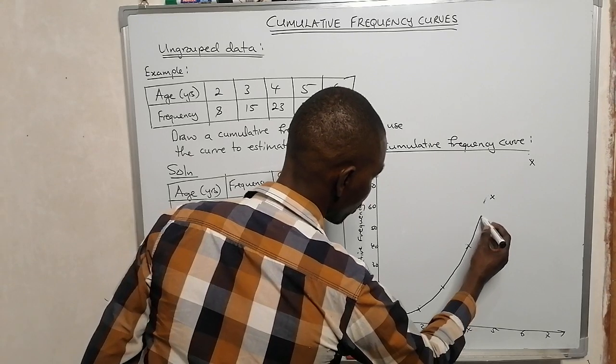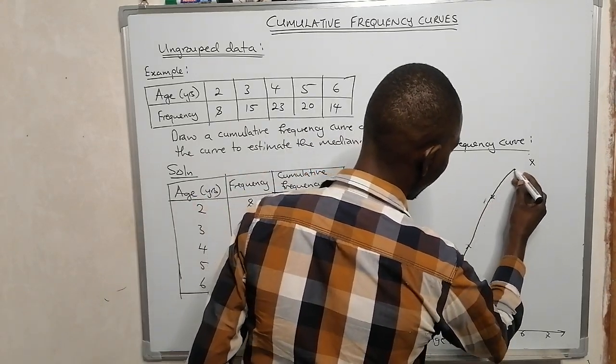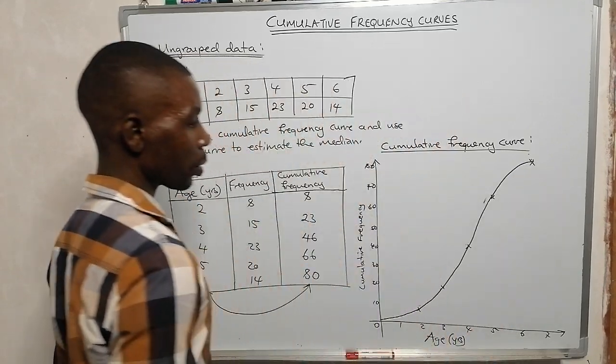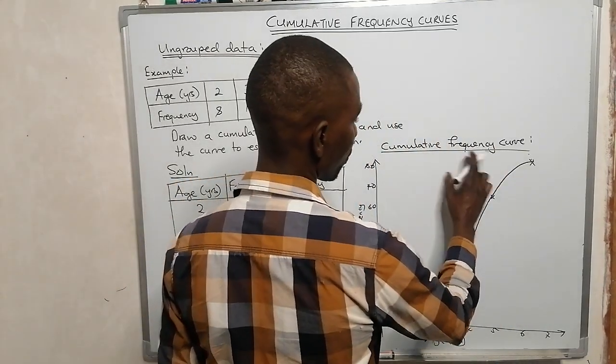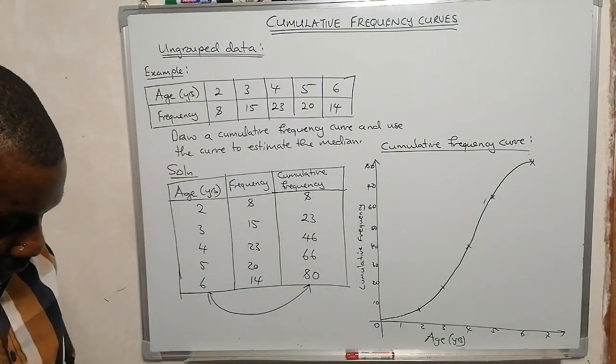Remember, this is a curve. You use a free hand. You don't use a ruler to draw a curve. So this is your cumulative frequency curve. That's how you draw your cumulative frequency curve.